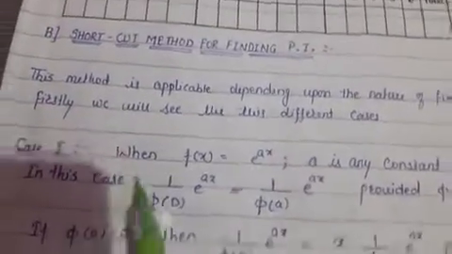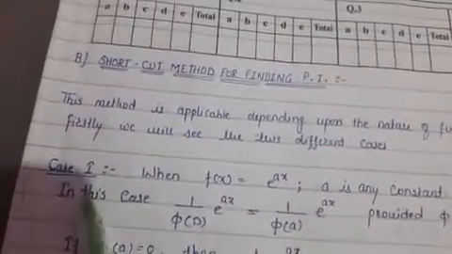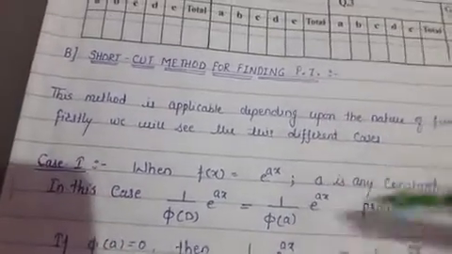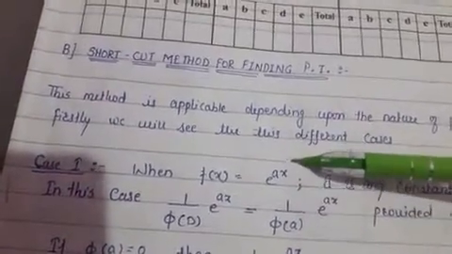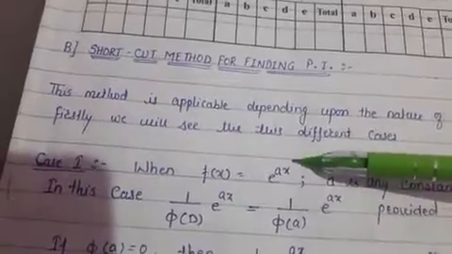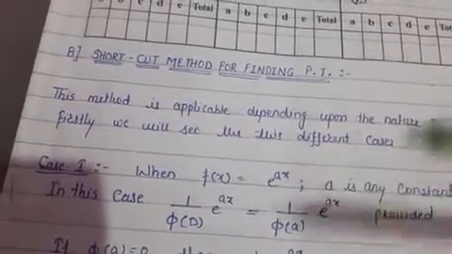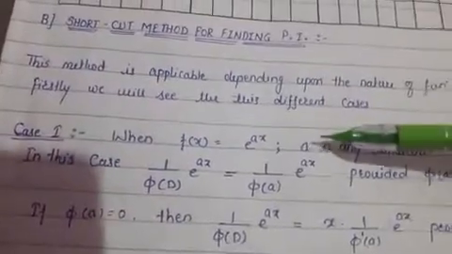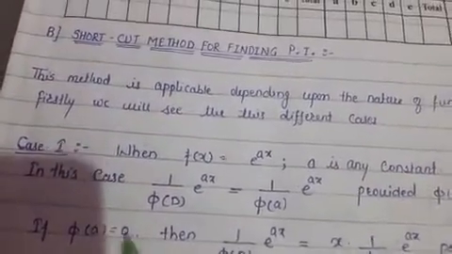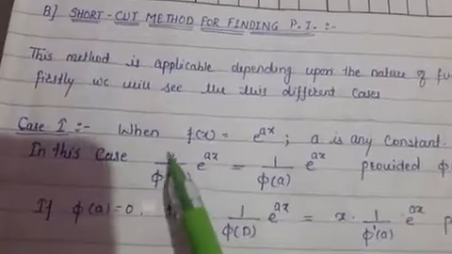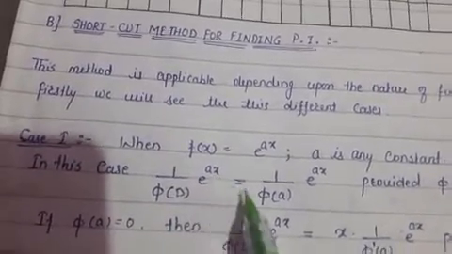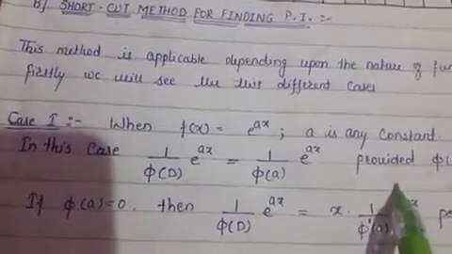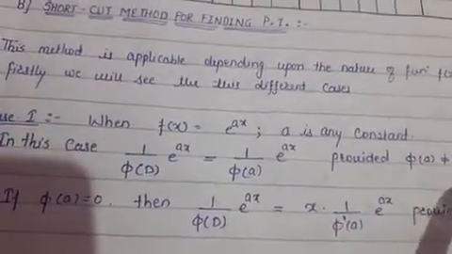Firstly, I have considered your favorite function, that is case 1, when f of x is equal to e raised to ax. I say it is your favorite function because e raised to ax is the only function whose derivative and integration do not change, where a is any constant. So in this case, the particular integral 1 upon phi of D e raised to ax is equal to 1 upon phi of a e raised to ax, provided that phi of a is not equal to 0.